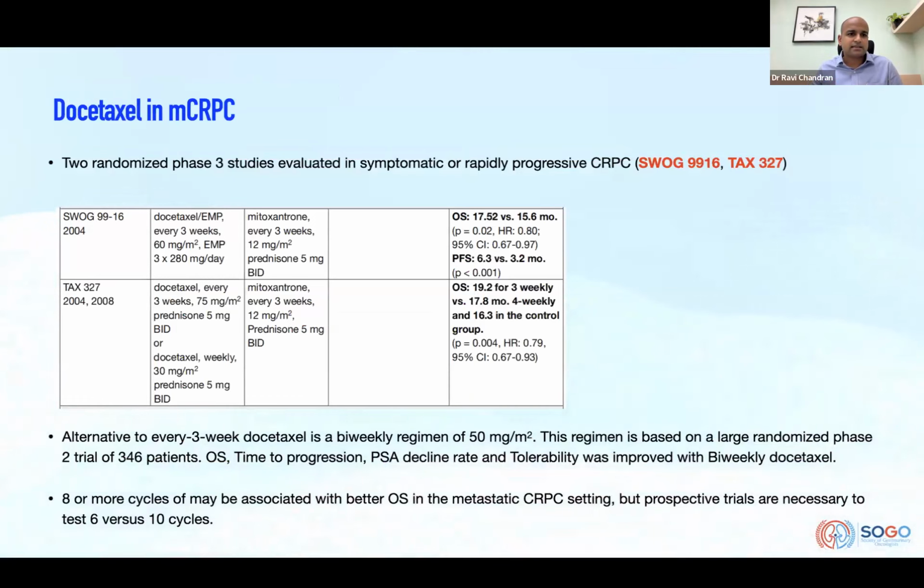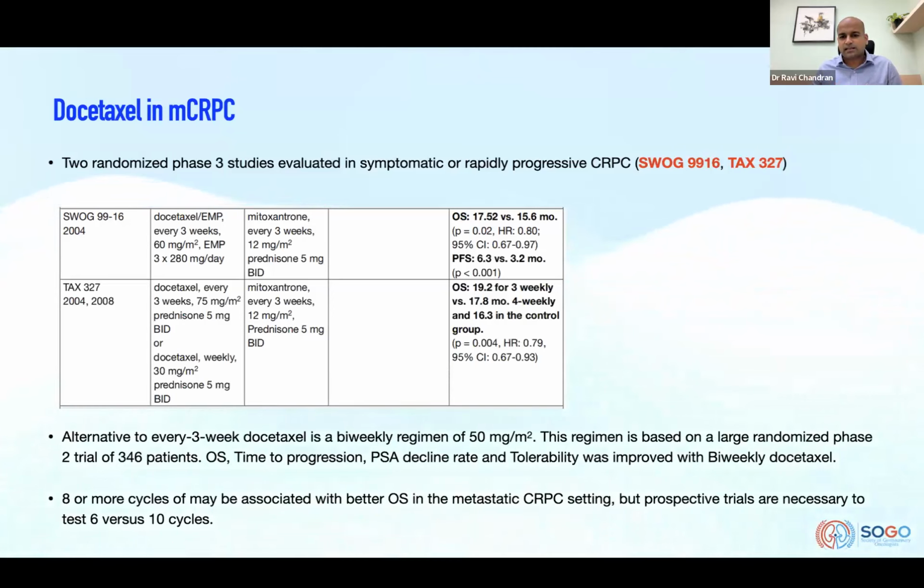In both these studies, the docetaxel dosage was 75 milligram per meter square, usually 3 weekly. And this regimen had a bit of a side effect profile. So there was another trial that looked at every 3-week docetaxel versus a bi-weekly regimen of 50 milligram per meter square. And this was evaluated in a large randomized phase 2 trial though. Overall survival, time to progression, PSA decline rate, and tolerability were improved with biweekly docetaxel.